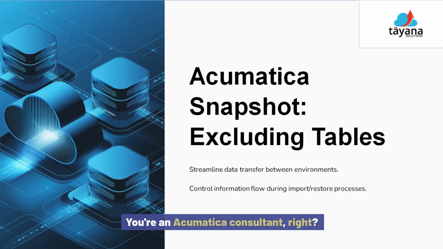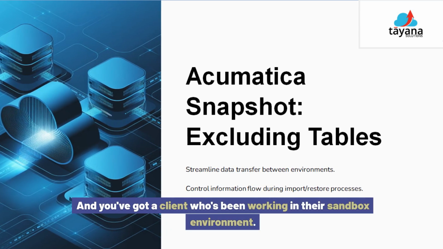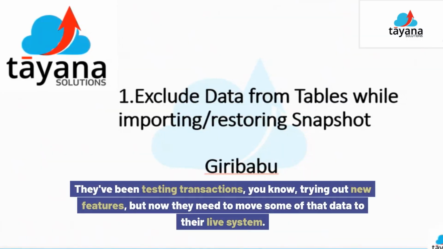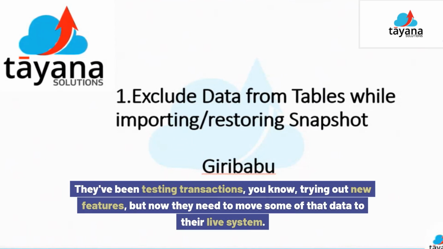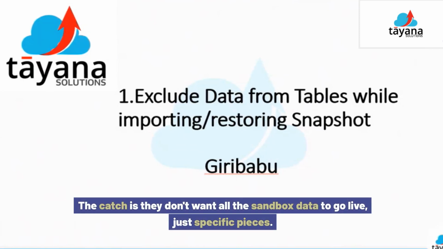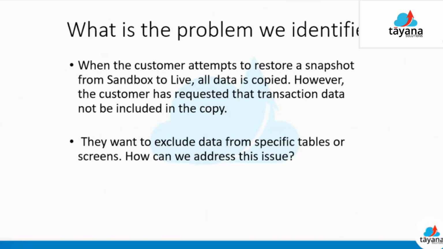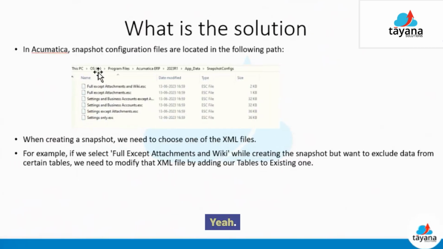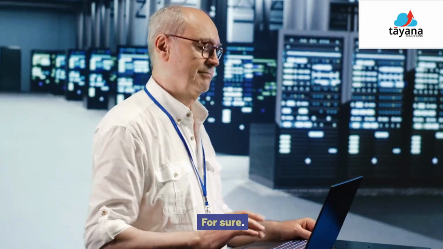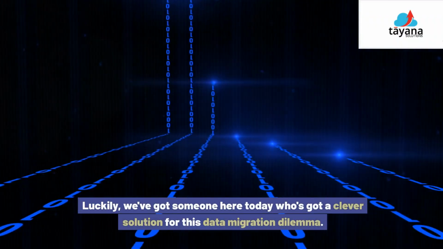So picture this. You're an Acumatica consultant, and you've got a client who's been working in their sandbox environment. They've been testing transactions, trying out new features, but now they need to move some of that data to their live system. Sounds familiar. The catch is they don't want all the sandbox data to go live, just specific pieces. That's a classic problem. I've seen that many times. And it can be a real headache trying to figure out how to pick and choose what gets transferred. Luckily, we've got someone here today who's got a clever solution for this data migration dilemma.